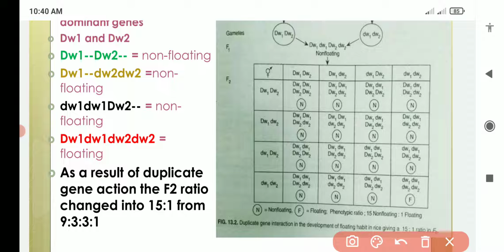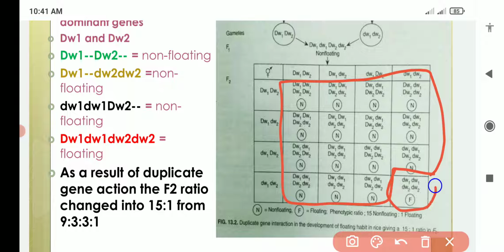Why? Because in every plant one of the dominant alleles is present. Either both dominant alleles are present or one of them is present, either DW1 or DW2. Here you can see that everywhere a dominant allele is present. Here capital DW1 is present, here capital DW2 is present. So all these 15 plants will have non-floating habit because of the presence of either two dominant alleles or one dominant allele, either capital DW1 or capital DW2.